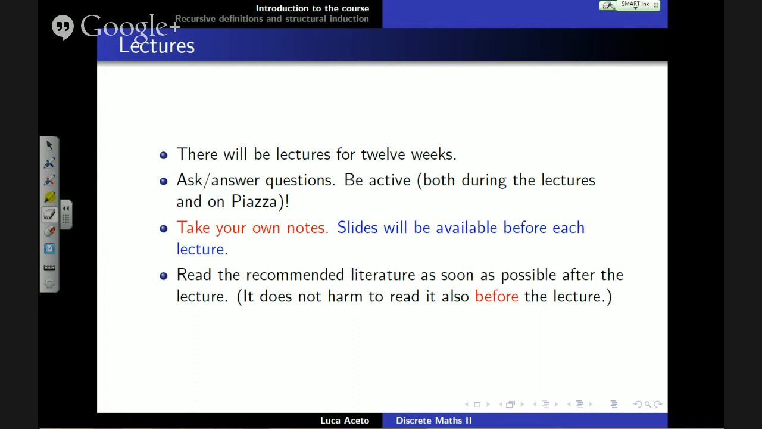Every question is good, so ask questions. Be active both here on Piazza and actually answer each other's questions. Because by actually formulating good questions and answering questions from your colleagues, you will understand the material better. If you can explain your knowledge to someone else, and this could be the person sitting next to you in the room or on Piazza, then that's when you really feel that you understand something.